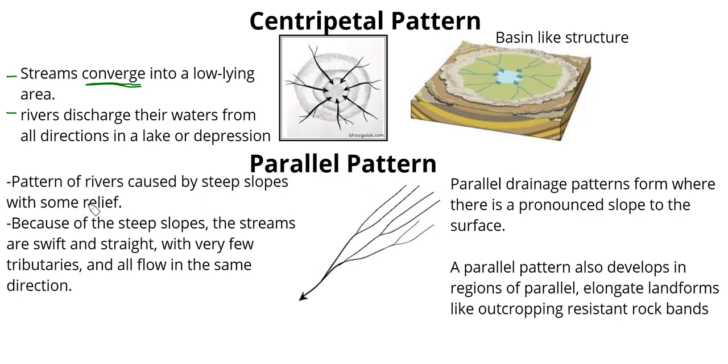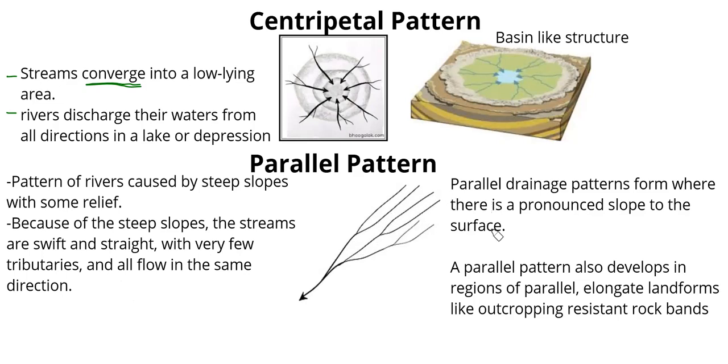Now, the parallel pattern is formed on steep slopes. So these are patterns of rivers caused by steep slopes with some relief. Because of the steep slopes, the streams are swift and straight with very few tributaries, and all flow in the same direction. We have few tributaries because it's much steeper. When they join here, they don't have as many tributaries compared to the dendritic pattern. So here the streams are parallel to each other.